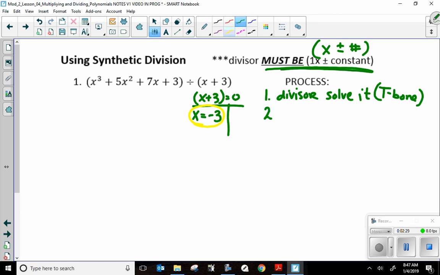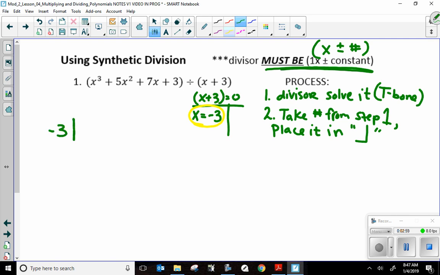Number 2 is I take the number I just solved, my negative 3, the number from step 1 above, and I place it in what I like to call a half box or a backward L. So let's do number 2 here. I'm going to take my negative 3 and put it just like that in some sort of backward L. That's step 2. Very simple. It actually takes longer to write the steps out than to actually perform the math.